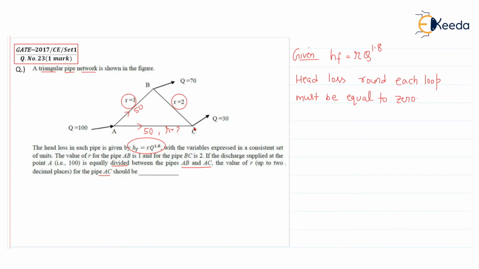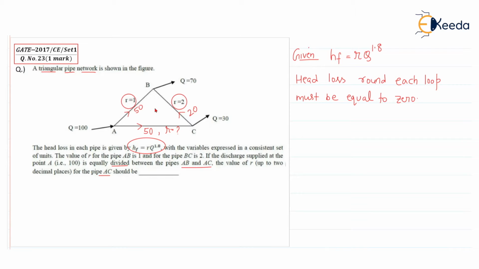And from 50, 30 is going in this direction, so definitely as per the continuity equation, 50 minus 30, 20 should go in this direction, and the R is 2 for this pipe BC, correct? So 20 is coming in this direction and 50 is coming from this pipe. 50 plus 20 is 70, and it will come out, right? So that's correct. Continuity equation is verified. And also you know the direction.